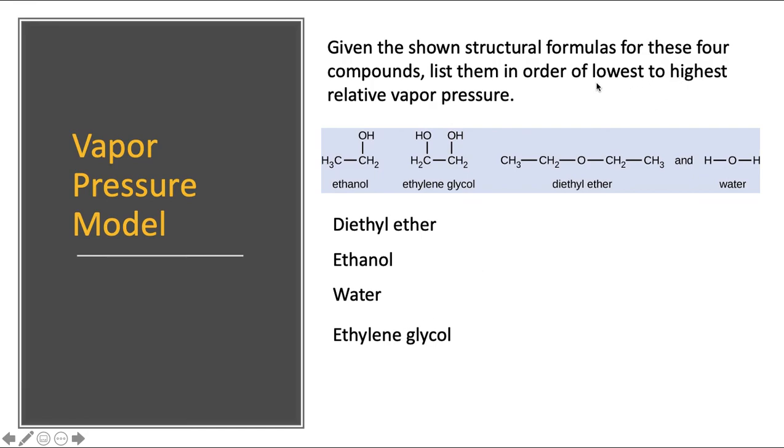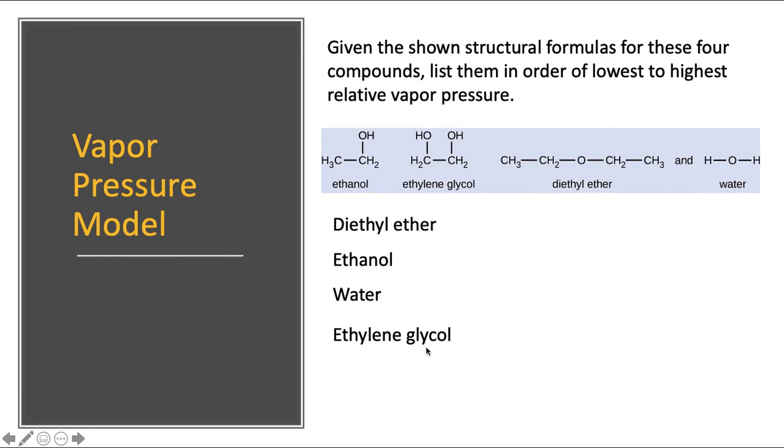And I forgot to add this, I'm sorry, but the lowest to highest relative vapor pressure, which means that because I've listed them from lowest to highest intermolecular forces, I need to list them in the opposite direction, from lowest to highest vapor pressure. So ethylene glycol will have the lowest vapor pressure. Water will be next, ethanol will be next, and then diethyl ether will have the highest vapor pressure. So we're going from ethylene glycol, lowest vapor pressure, to highest vapor pressure, diethyl ether.